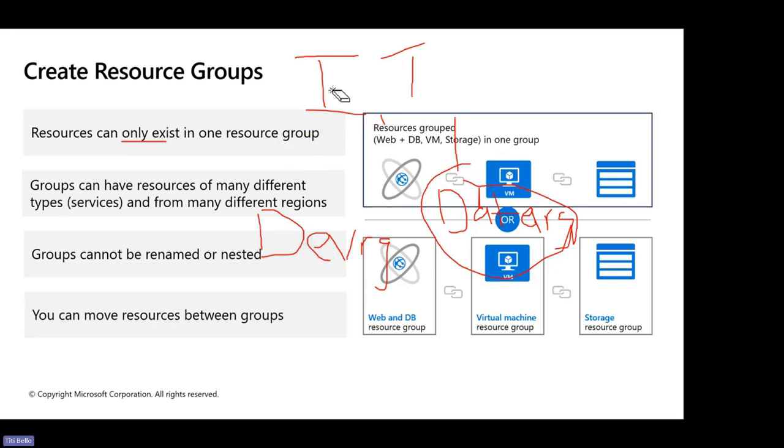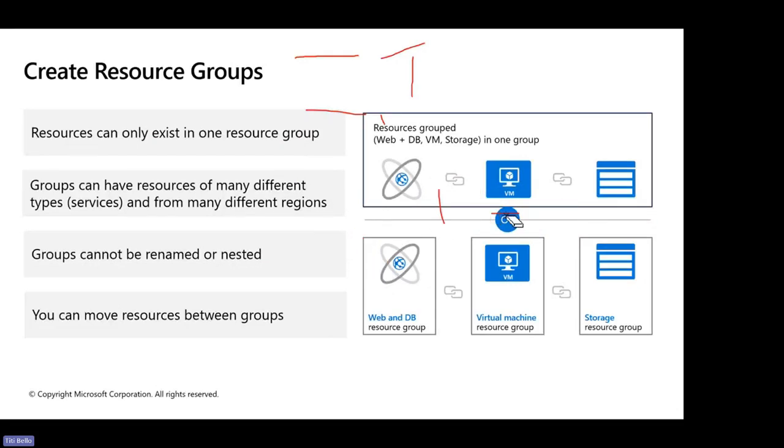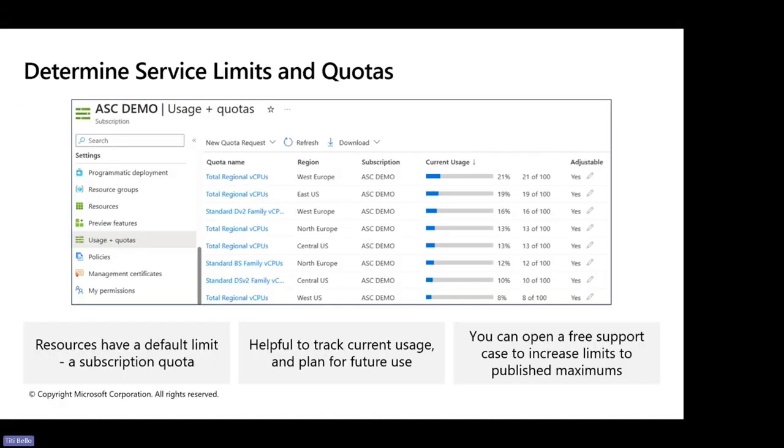The other thing, like I've said earlier, is that you can actually move resources around. So if I've created a resource group, maybe it was meant for the data team, but I created it in the dev team RG, I can actually move it across to the right resource group. Then we have services, service limits and quota, right?